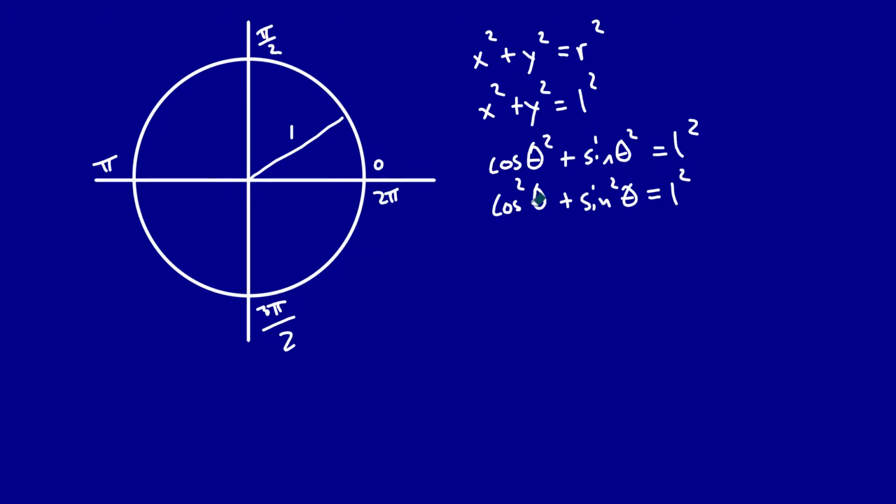So here we know that cos squared theta plus sine squared theta is going to equal 1. Now, what does this really give us? What does this exactly do in terms of the application?